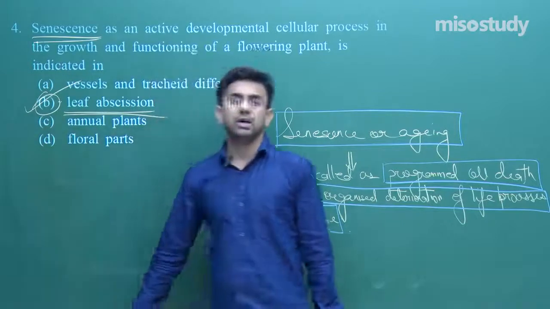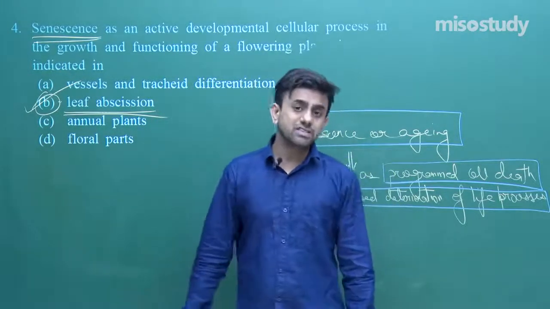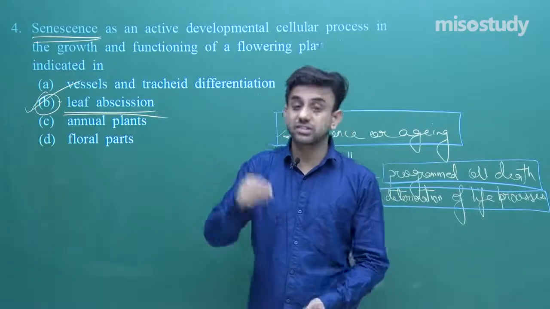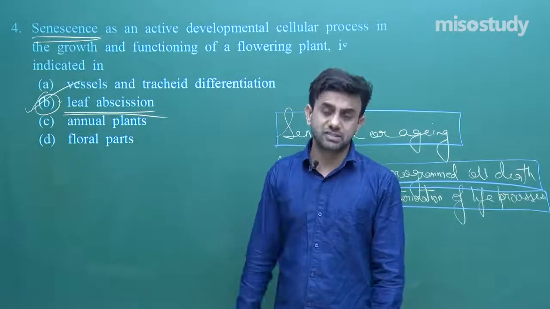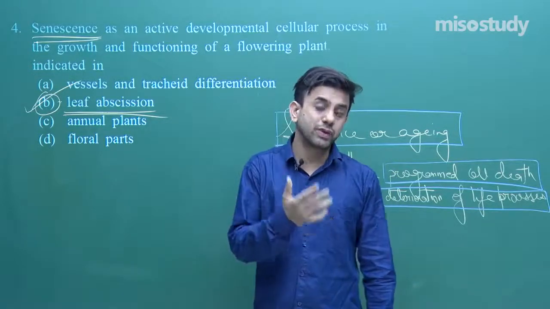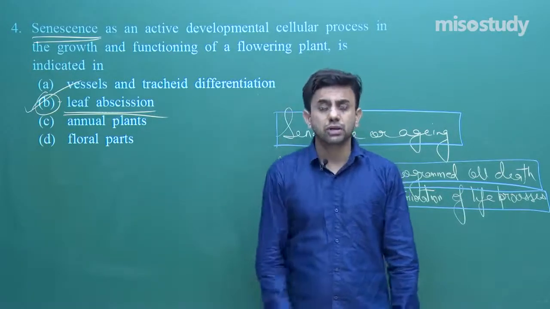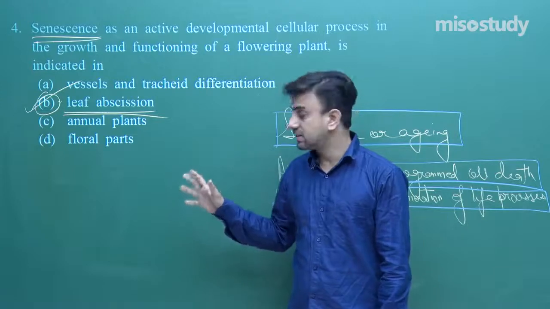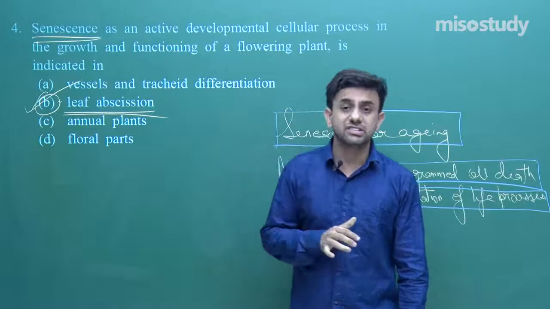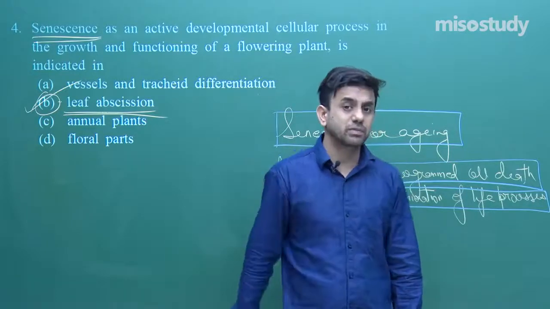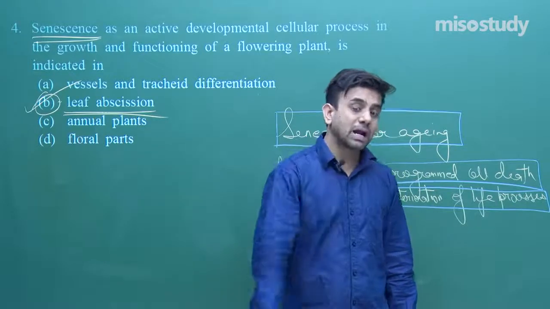Leaf senescence. Now the leaf abscission, the falling of the leaves, is one of the signs which we can observe in the plant of senescence or aging. So it doesn't mean senescence will take place in only one aspect of the plant. The whole of the plant can be involved in aging, or a part of the plant can be involved in aging.